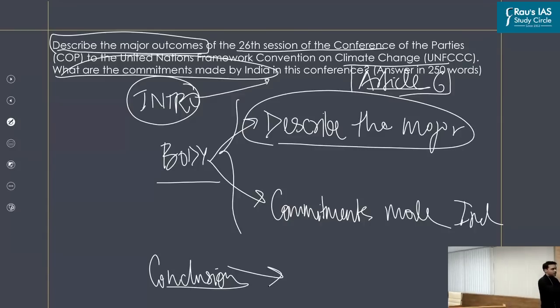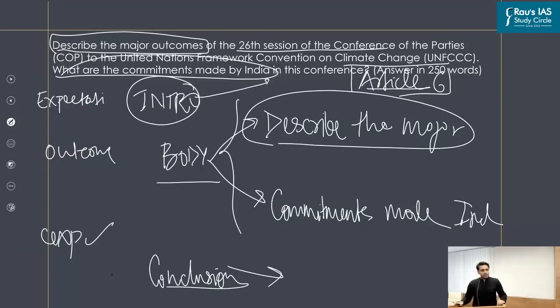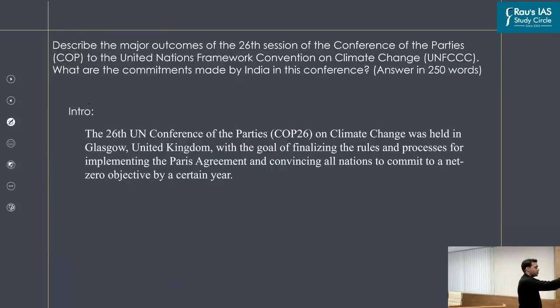So if I lay out the outline, what you are going to do is the expectation, then the actual outcome, and whether those expectations were met or not. Is this point clear? And as a way forward, you can suggest that these are the things which the global community should adopt, should do in order to meet the challenge of climate change. Is this point clear to everyone? Okay. So now we will take up the intro part.